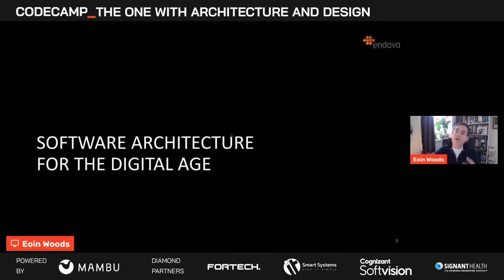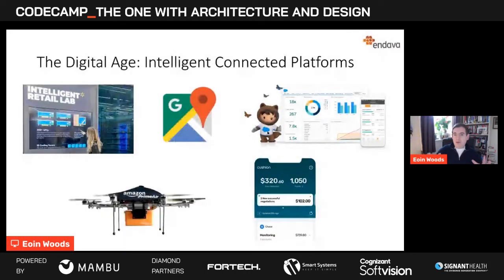So let's just give it a little bit of context. Why is software architecture changing? Or why do I think software architecture is changing? Why now? Well, we're in this age called digital. Has anyone here not had a digital transformation? I know your hearts sink when I say those words, because everyone's got a damn digital transformation.